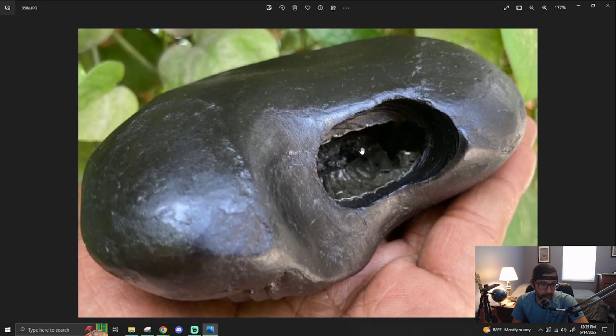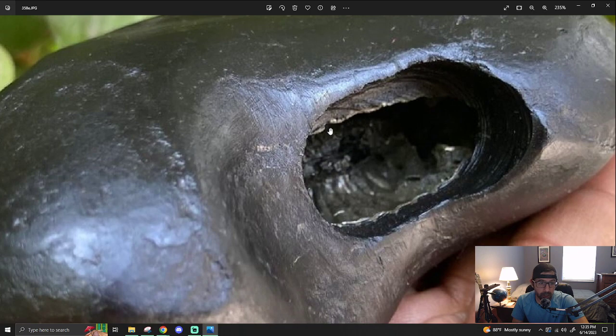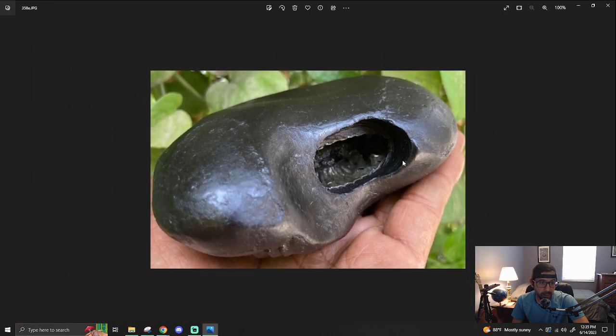We can see inside there pretty good. Much more of a full-blown ammonite inside.